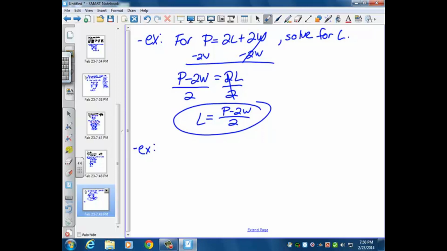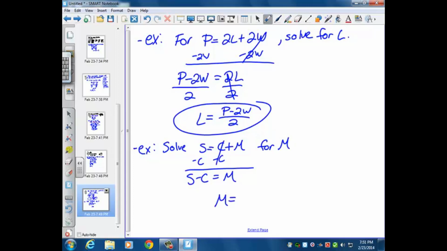How about this one? Solve S equals C plus M for M. This is a formula in business. Selling price is cost plus markup. So if I want to get M alone, I think, well, what's going on between C and M? Addition. So I'm going to do the opposite and subtract C. I can't do anything with this S minus C, so I just write it out. So that's my answer. Maybe I'll flip this around, make it look a little better. M equals S minus C.